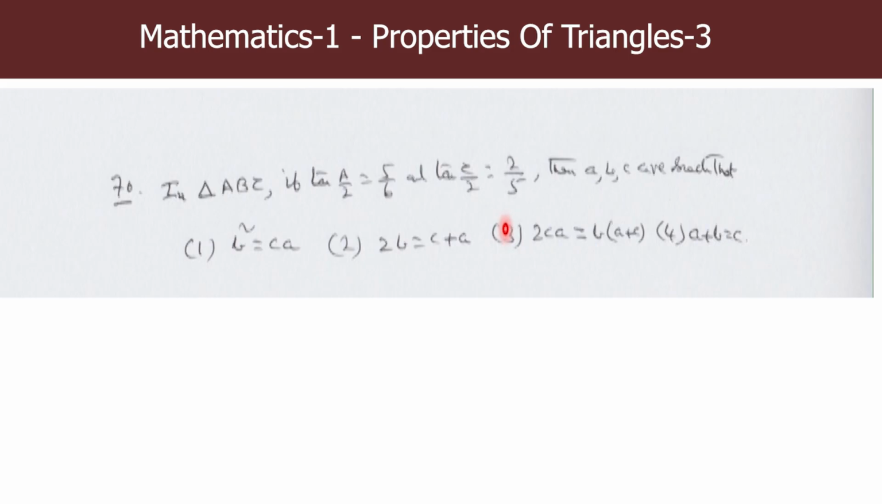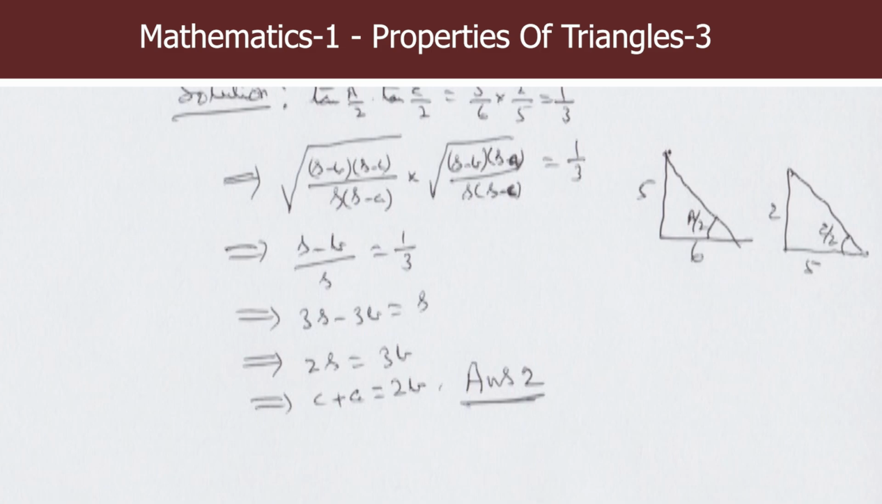Okay, right. Now by hypothesis, what you have is tan A/2 into tan C/2, which is 5/6 into 2/5, equal to 1/3. So now use the formula for tan A/2 and tan C/2 in terms of the sides, that means the square root of (s−a)(s−b) by s(s−c). If you use that formula, then you get the square root of (s−b)(s−c) by s(s−a) into the square root of (s−b)(s−a) by s(s−c) is equal to 1/3.